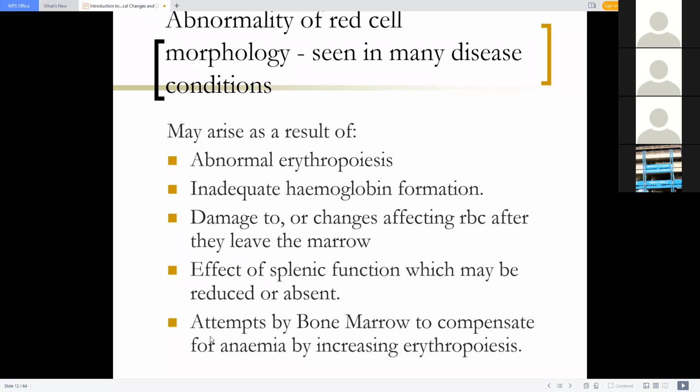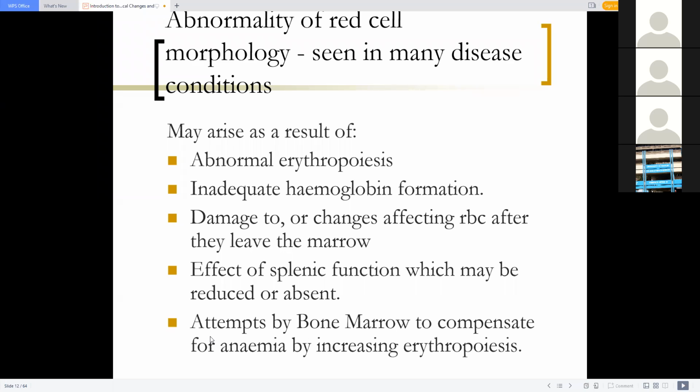If you have deficiencies in iron or folate or vitamin B12 or the other proteins that make up hemoglobin, you're going to have inadequate hemoglobin formation, and you will have red cell morphological changes. All right. So the third cause of morphological changes may occur if there is damage or changes that affect the cells after they leave the bone marrow.